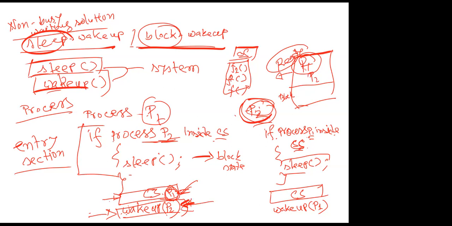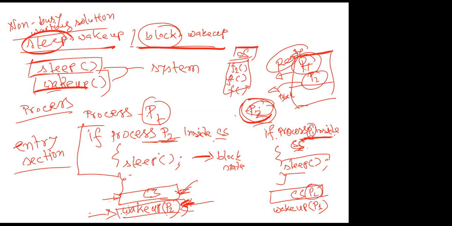Now, let's say P2 is scheduled by your operating system. P2 will check whether P1 is inside the critical section or not. Now, no process is inside the critical section, so P2 will enter the critical section.